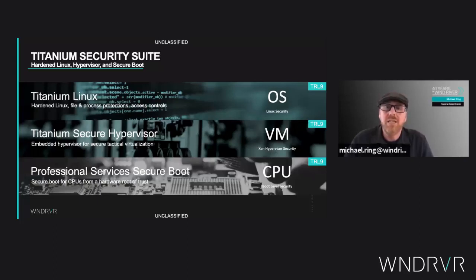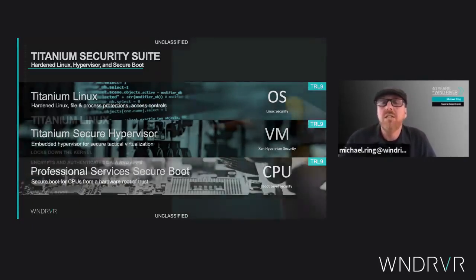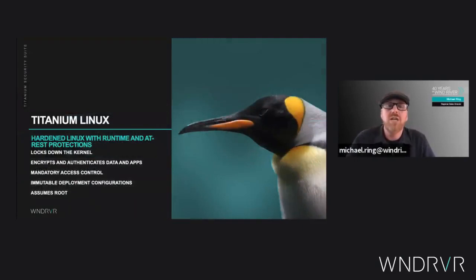There's Titanium Linux, which is our operating system hardening for Linux, and our Titanium Secure Hypervisor, which is a Type 1 hypervisor for Intel Broadwell or newer chipset with at least 4 cores. And then our secure boot is done through professional services. So let's walk through each of these and give you a sense of what we're trying to accomplish.